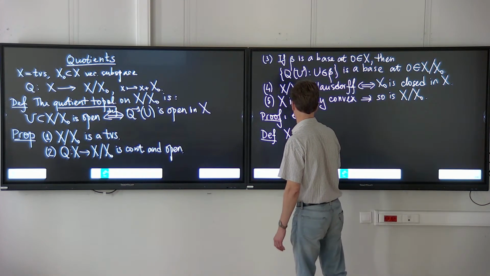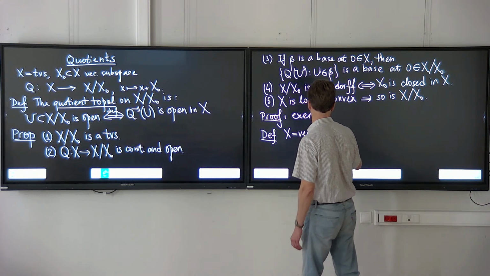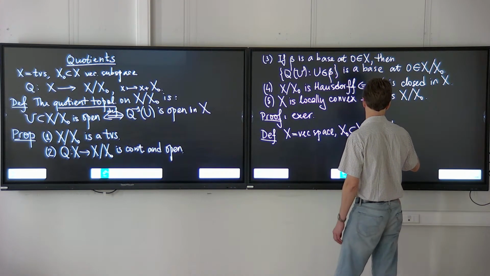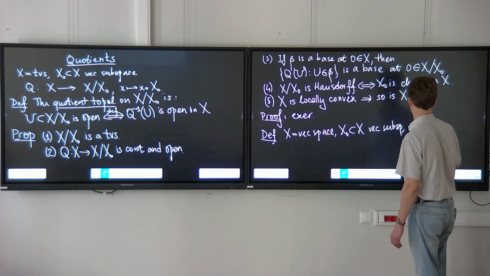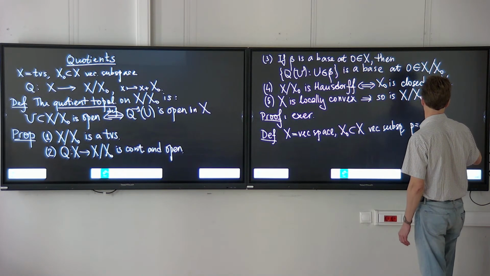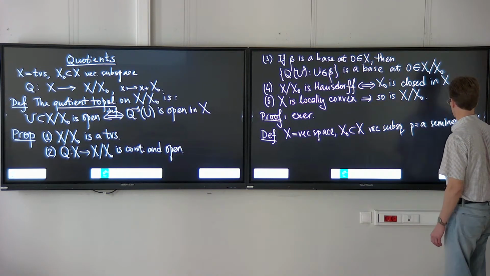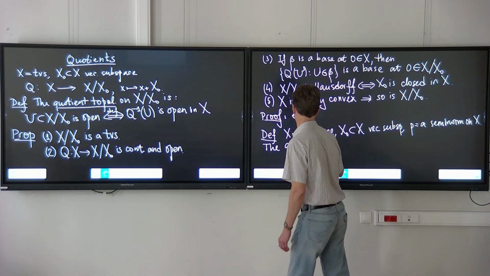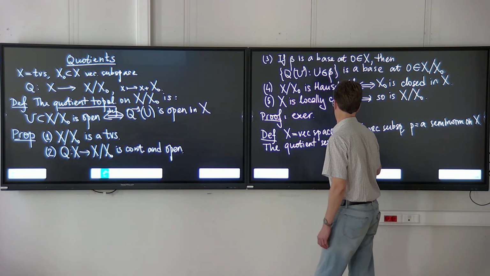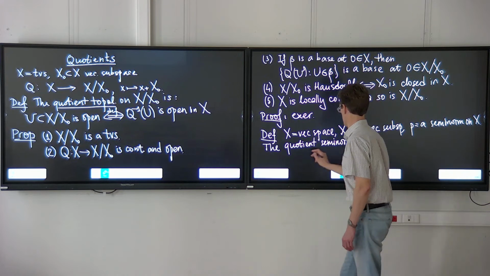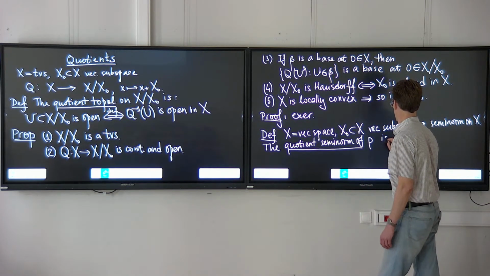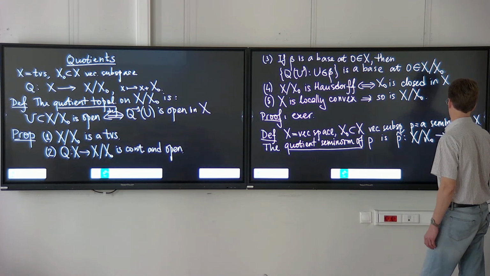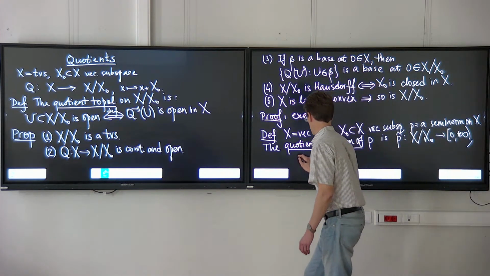So we start with a vector space X, and a vector subspace X0 of X. And suppose that P is a seminorm on X. We define the quotient seminorm of P to be a function P hat defined on the quotient of X modulo X0. This is a non-negative function given by the following formula.